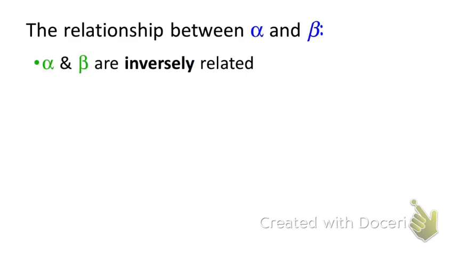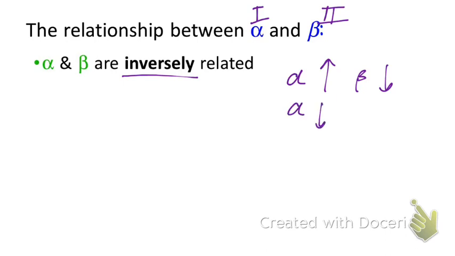So alpha is for which type? Type 1, and then beta is for type 2. They are inversely related. What does that mean? The opposite. So if alpha goes up, beta goes down. Alpha goes down, beta goes up. So one is going to be higher than the other.